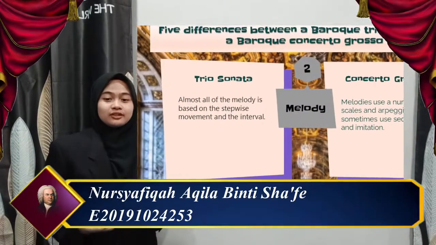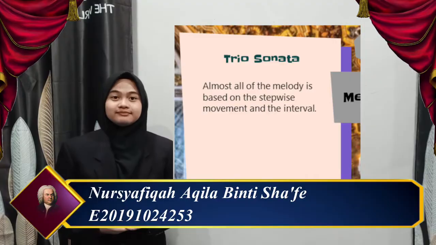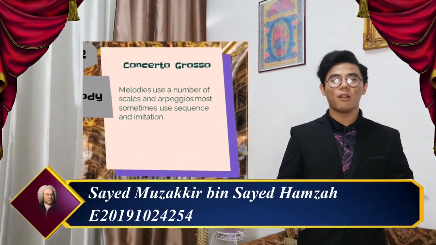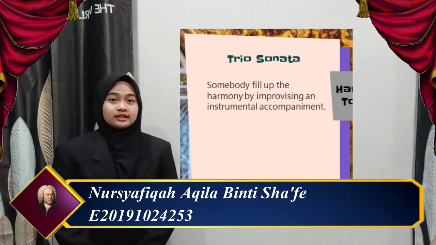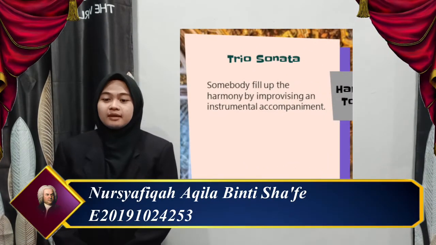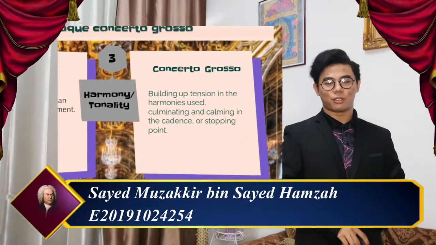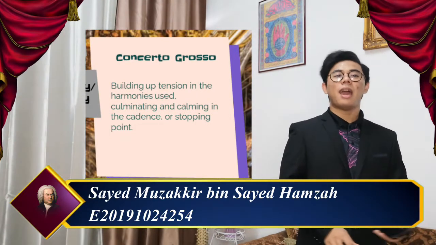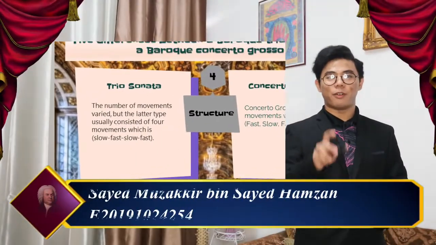For the melody in Trio Sonata, almost all of the melody is based on stepwise movements and intervals. Different from Concerto Grosso, where melodies use a number of scales and arpeggios, and sometimes use sequence and imitation. For the harmony or tonality, in trio sonata, somebody fills up the harmony by improvising an instrumental accompaniment. For the concerto grosso, it builds up tension in the harmonies used, culminating in the cadence or stopping point. Let me explain the structure.